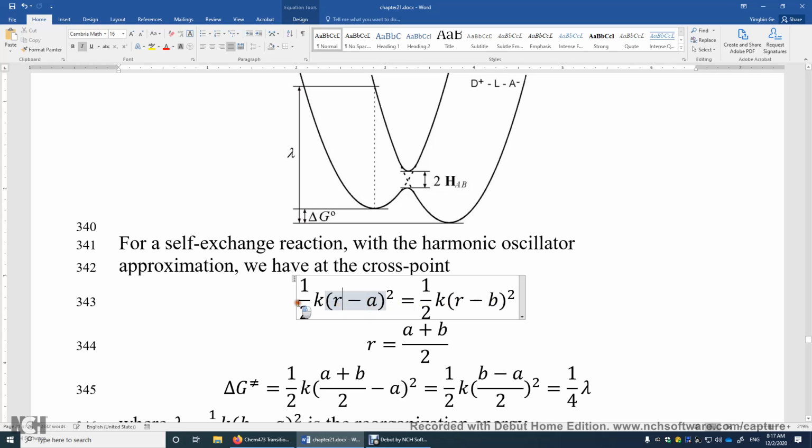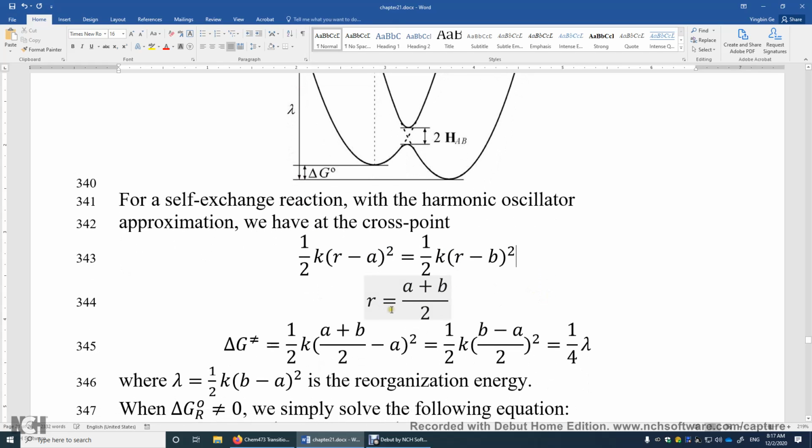So we have this potential energy equal to this potential energy because, alright, this transition state is right in the middle. And we're talking about self-exchange energy. Alright, so these two are equal, and then R has got to be in the middle. It's 1/2 of A plus B. So that means the transition state structure is right in the middle between the reactant structure and the product structure. That's the physical meaning of this.